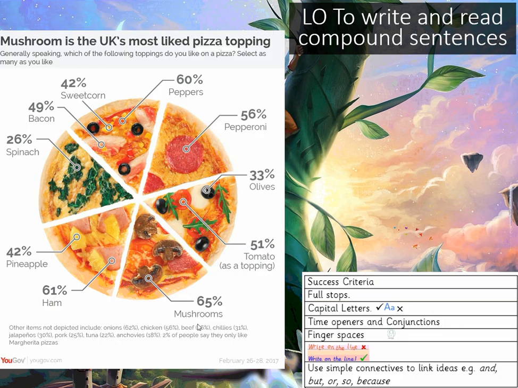Here's today's task. Again, I want you to write and read back a compound sentence, and what you've got today is you've got to describe this pizza, and there's lots and lots of different toppings that have been used. Don't worry about the percentages, that's just something that was being reported here, but grown-ups, you might find that quite interesting. And so we've got our success criteria. You need to be using full stops, you need to be using capital letters, you need to be concentrating on the conjunctions today. You need to be using the finger spaces, you need to be writing on a line, and here's some simple connectives that you could be using. Okay, so it's over to you.